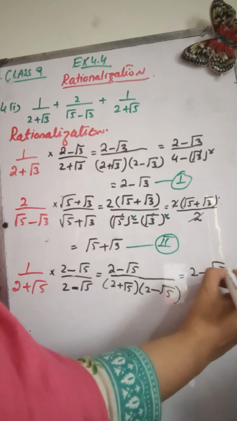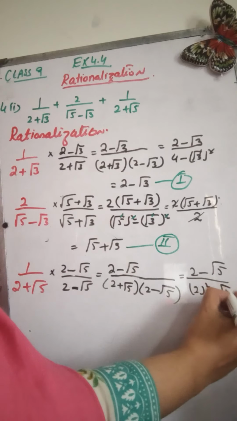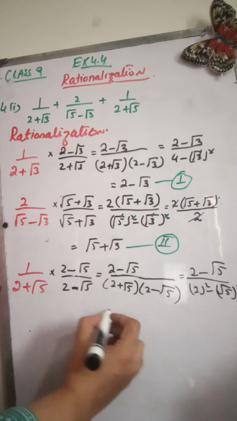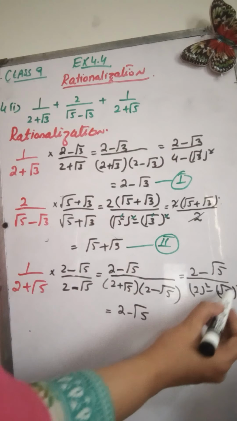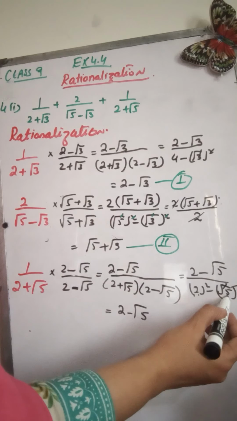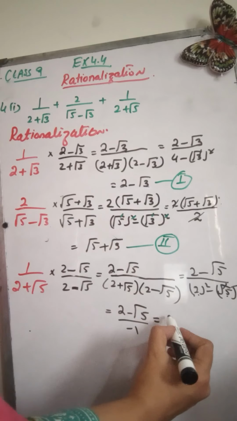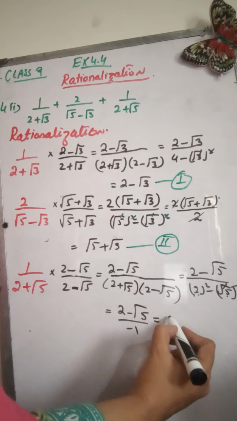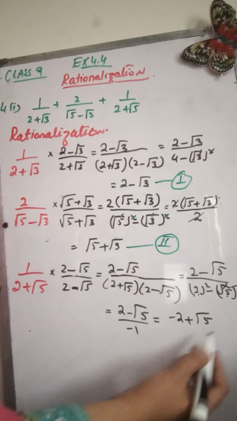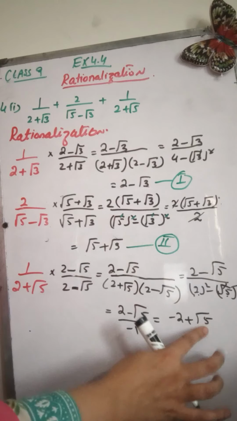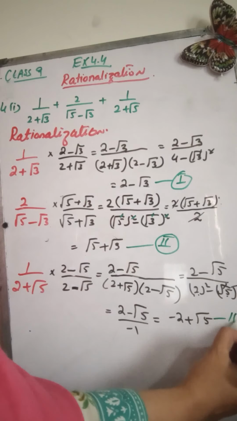2 minus √5 over a square minus b square will be 2 square minus (√5) whole square, which will give us 2 minus √5 over 4 minus 5, which is equal to negative 1. Shifting this negative sign to the numerator and multiplying it, we get negative 2 plus √5 over 1, which is negative 2 plus √5. So this is the third fraction.